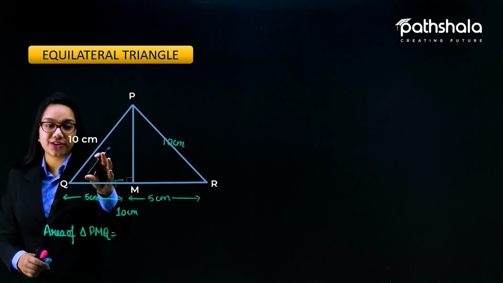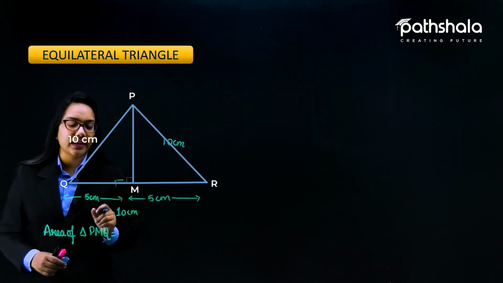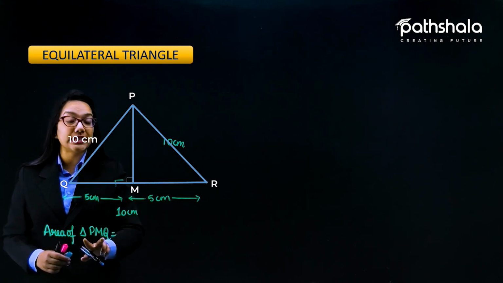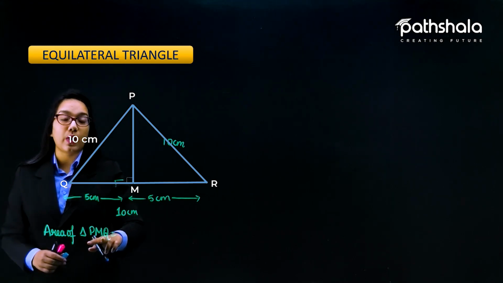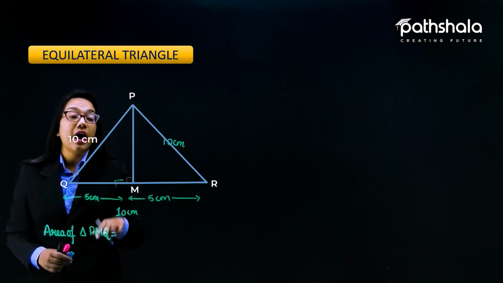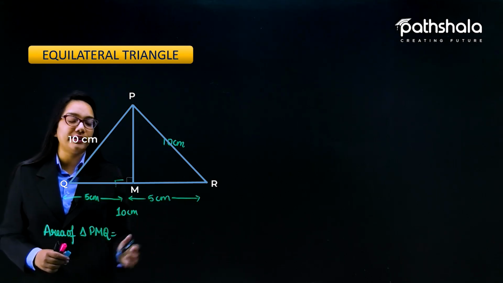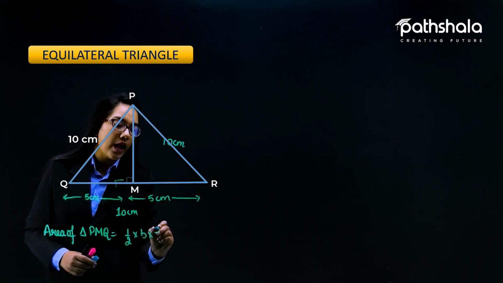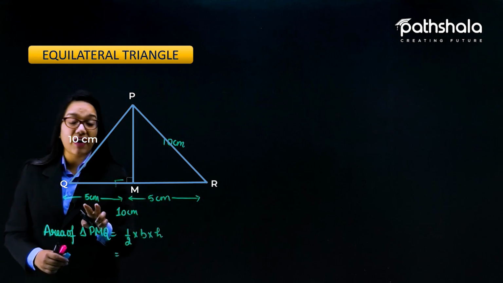So the area for this section would be equal to the area of this section. So let us suppose I am finding the area of the triangle PMQ. As it is a right angle triangle, I can find it with the help of the half into base into height formula. So this would be half into base into height. You can take the base as 5 centimeter.